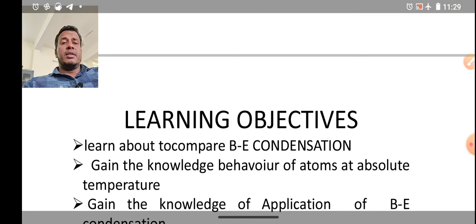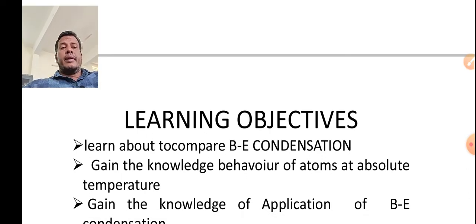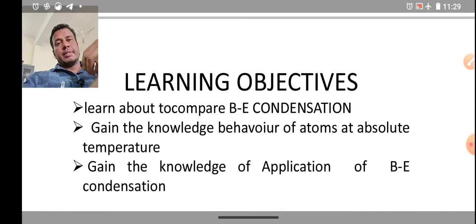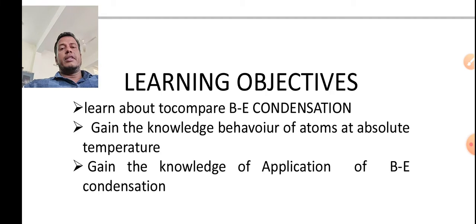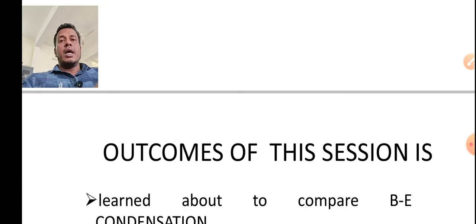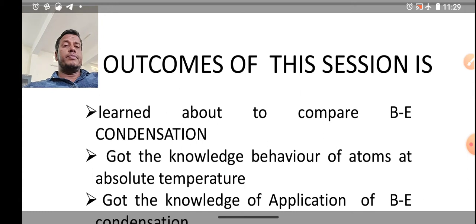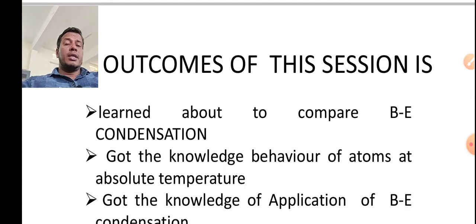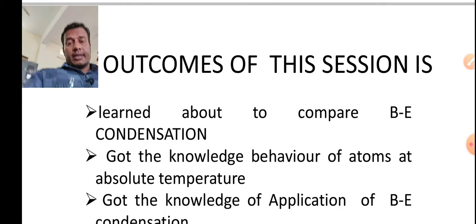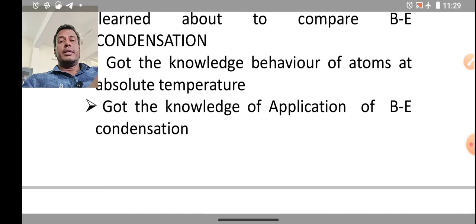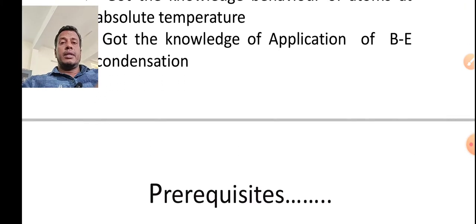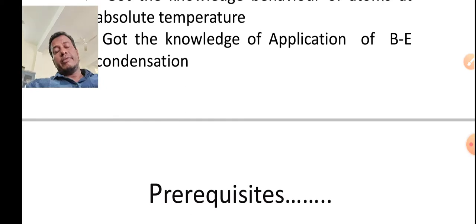From these sessions, we will learn what Bose-Einstein condensation is, the knowledge about how atoms behave at the lowest temperature, and the applications of Bose-Einstein condensation. We will learn how atoms behave at the lowest temperature, and how they are applicable. So, how can we reduce the speed of light?